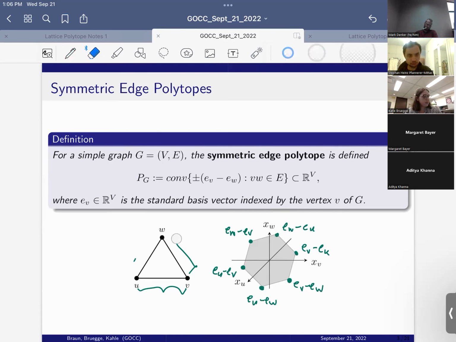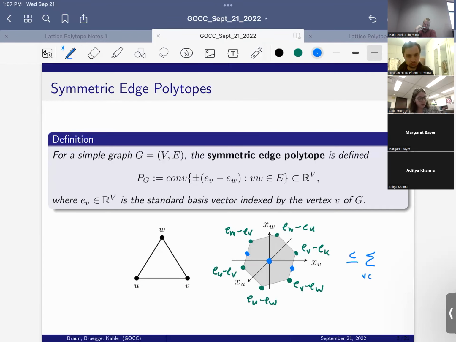And these polytopes have a lot of nice properties. They always contain the origin, right? We can see this if we take just the convex hull of any 2 opposite vertices. The origin is contained in there, so it's contained in the whole polytope. They are centrally symmetric, which means that whenever we have a point that is in the polytope, we also have its negative in the polytope. And these guys are not full dimensional. They are always codimension 1. They live in the hyperplane that is defined by the sum of all coordinates is equal to 0.